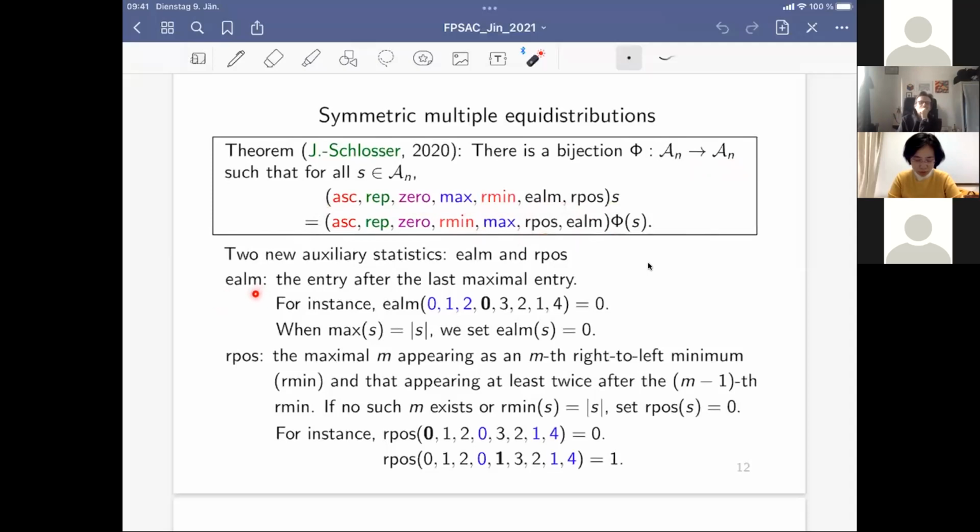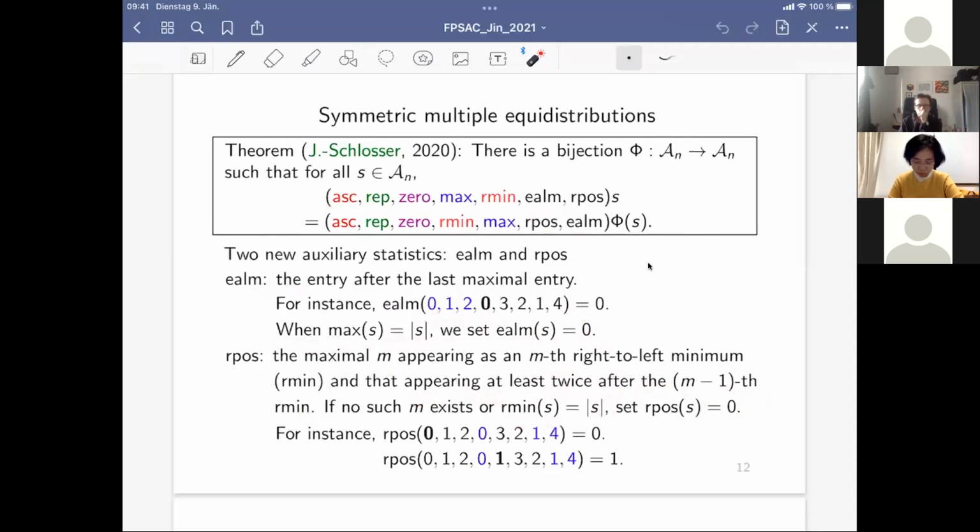The EM is short for the entry after the last maximal. So given an ascent sequence, all maximal values are colored in blue. So the entry after the last one is EM. For the particular case, when all entries are maximal, we set EM to be 0. And R pose is a maximal M appearing as an M's R-min and also appears at least twice after M minus 1's R-min. So when M doesn't exist or all entries are R-min, then we set R pose to be 0.